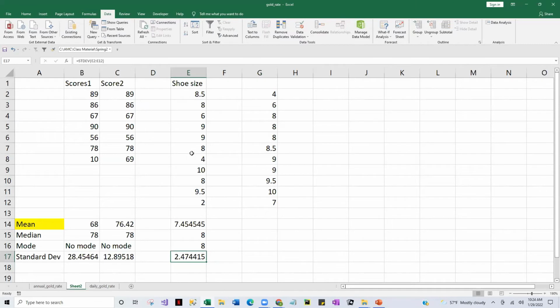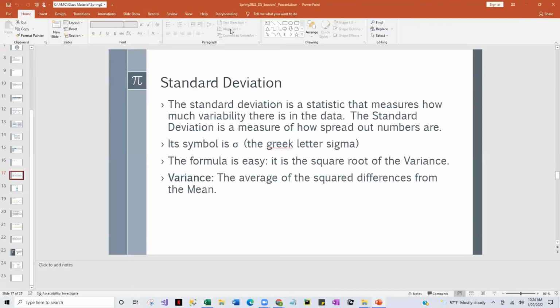So what we are saying is that each data point is about 2.47 away from its mean. That's what we are saying. So here, let me go back here. Why do we need a standard deviation? Why do we need a standard deviation?